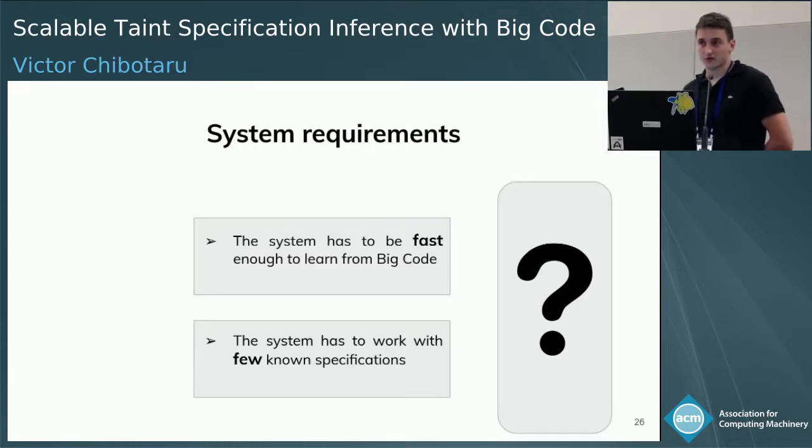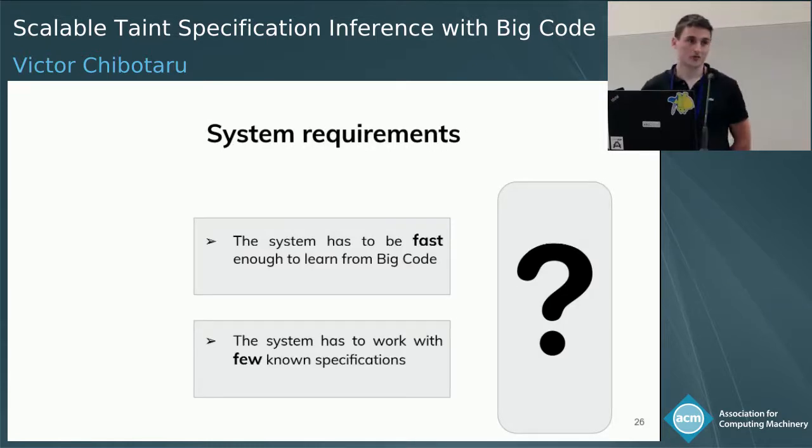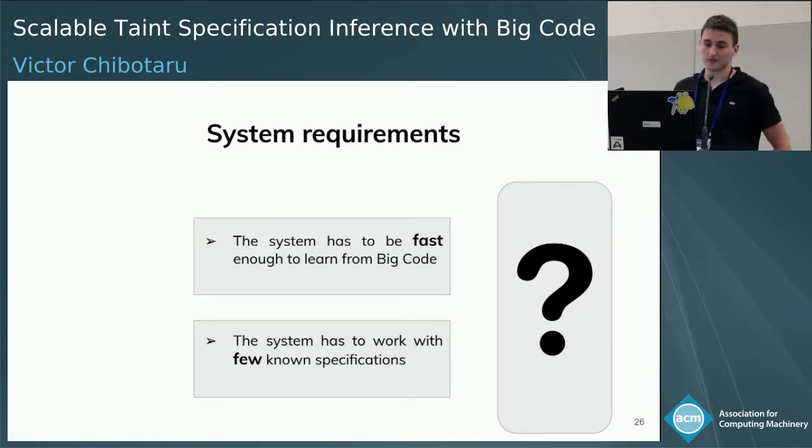The requirements for the system were very simple. First of all, since we have a large training set, it should be fast enough to scale on big code. And second, since we didn't have that many specifications, the system had to work fine with just a few known specifications.